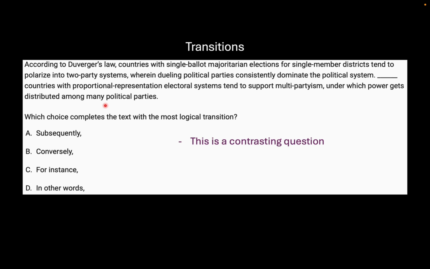So this is the contrasting question. It says two opposite things. So in here, we have a word that says conversely. So conversely means on the other hand or in contrast. So this is correct. This is a contrasting transition.